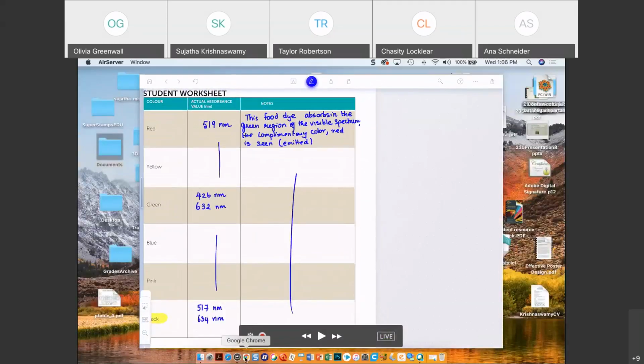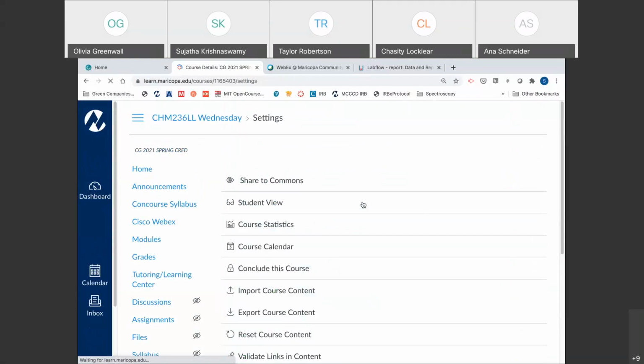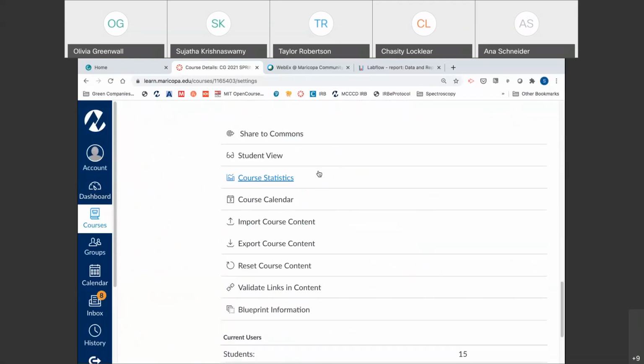Okay, the next thing we want to do is actually I'll go into the student view. I'm going to open the next one, which says UV-Vis spectroscopy LRA. That's your lab report assignment. It works better in the student view for me to type some things out, and we will look at that.